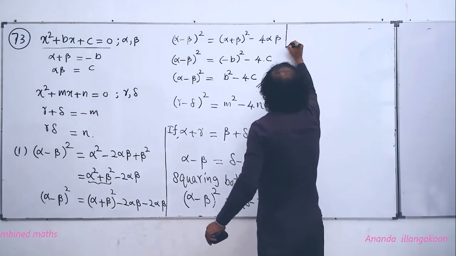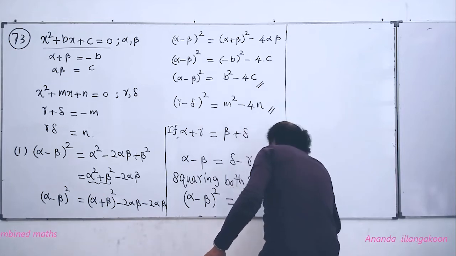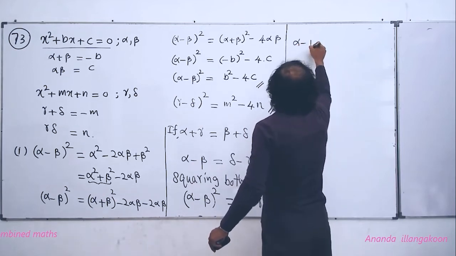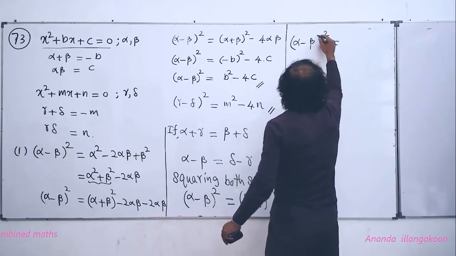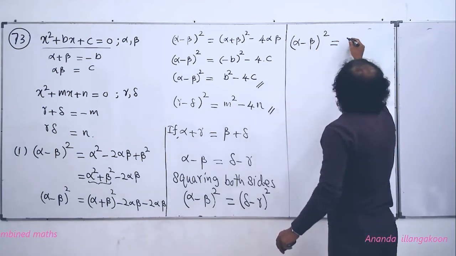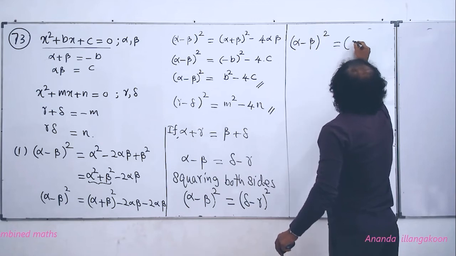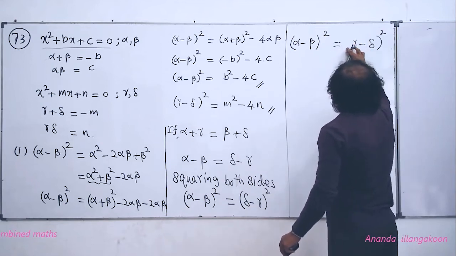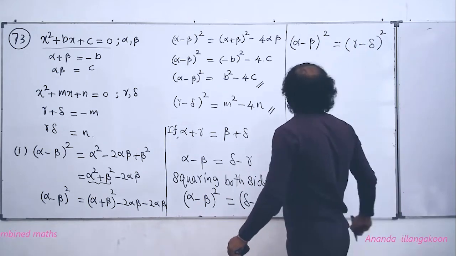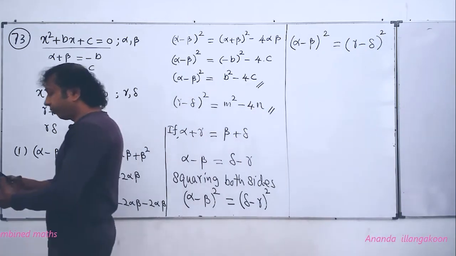Then I can write this as the next step: alpha minus beta perfect squared equals gamma minus delta perfect squared.